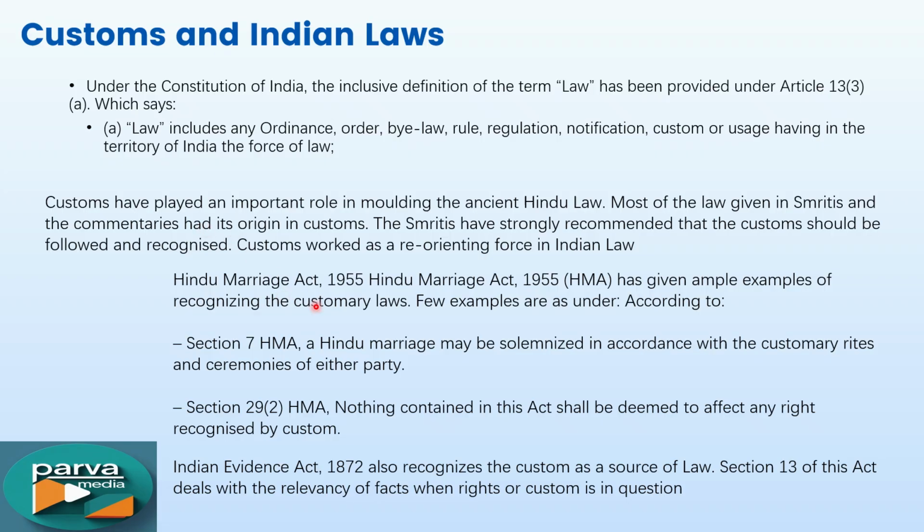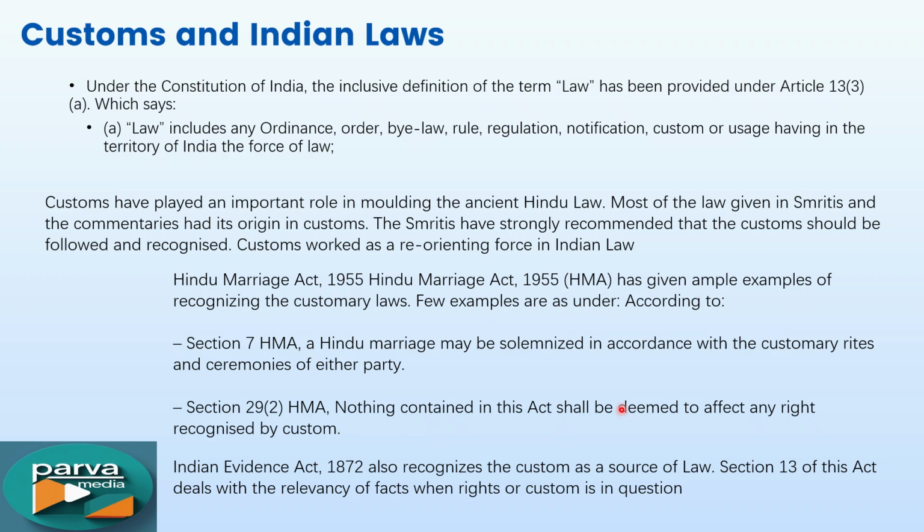Modern legislation also reflects this recognition under the Hindu Marriage Act. The Hindu Marriage Act has given ample examples of recognizing customary laws. A few of them are as below. Section 7 allows a Hindu marriage to be solemnized according to the customary rites and ceremonies of either party. Section 29(2) ensures that rights recognized by custom are not affected by the provisions of the Act.